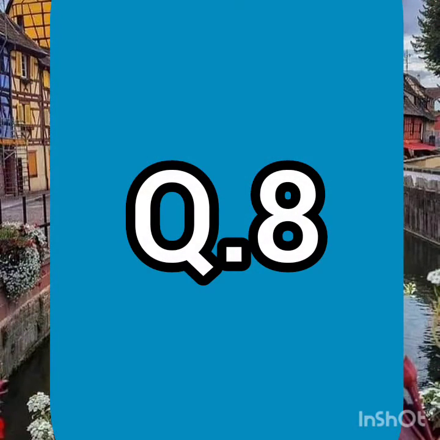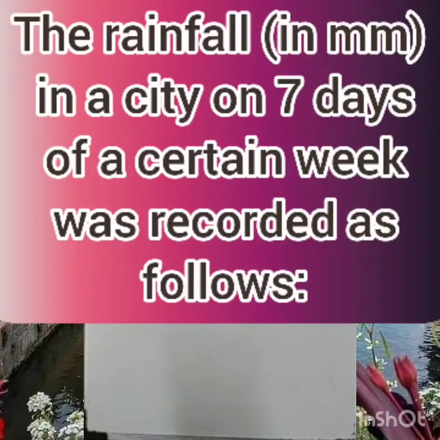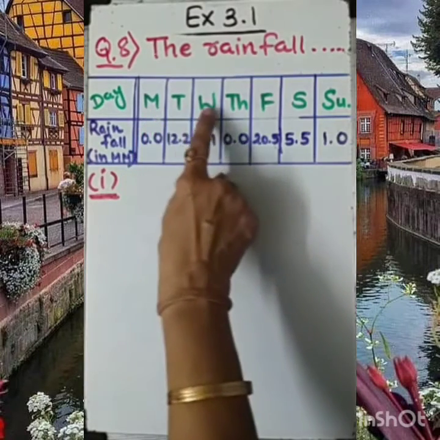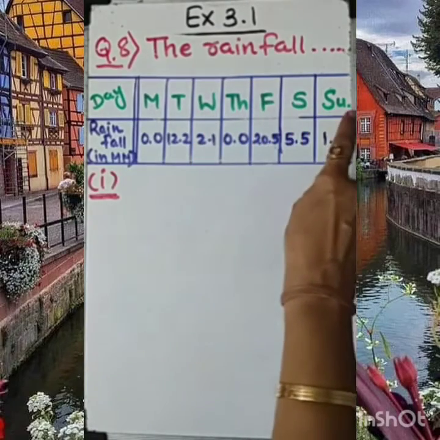So my dear student, here exercise 3.1, question number 8. We are given in the question the rainfall in millimeter (mm) in a city on 7 days of a certain week was recorded as follows. You can see the table on the screen. Here we are given 7 days of a week: Monday, Tuesday, Wednesday, Thursday, Friday, Saturday and Sunday.